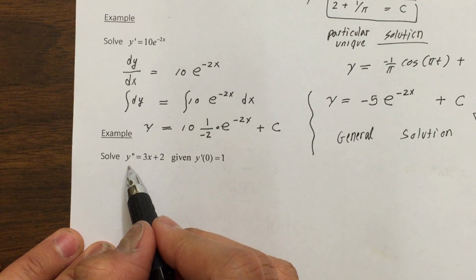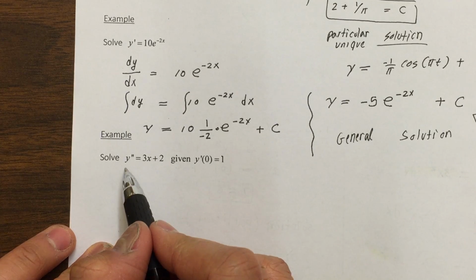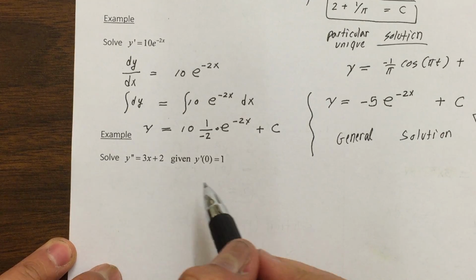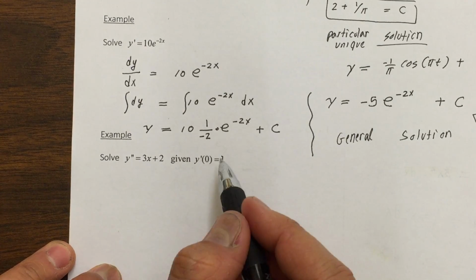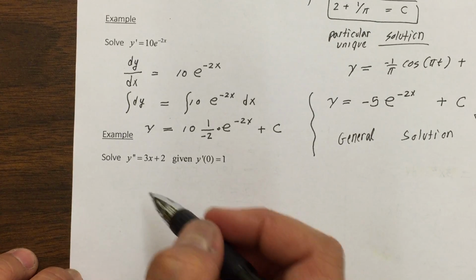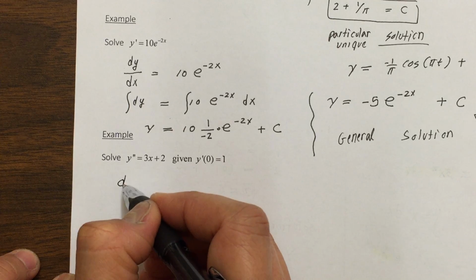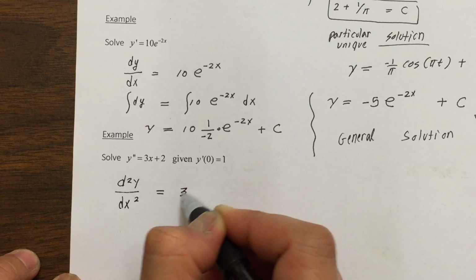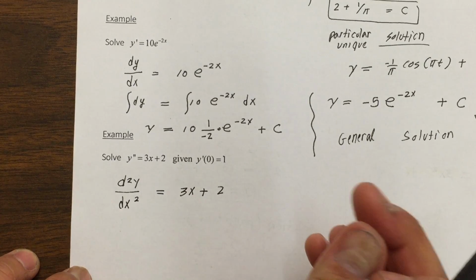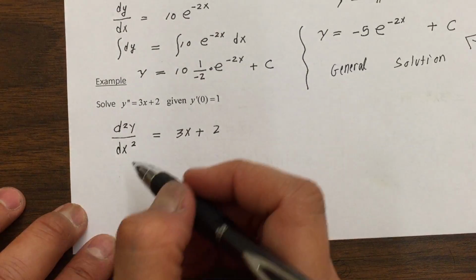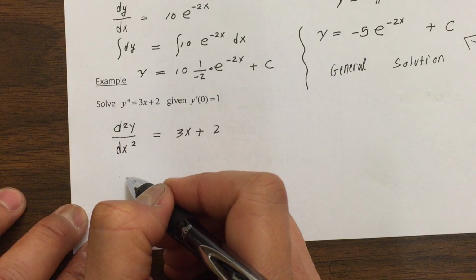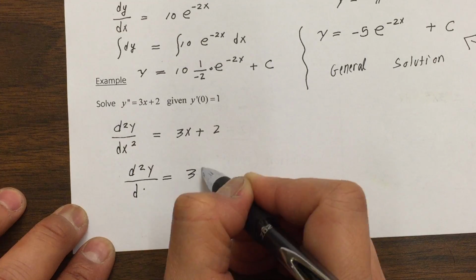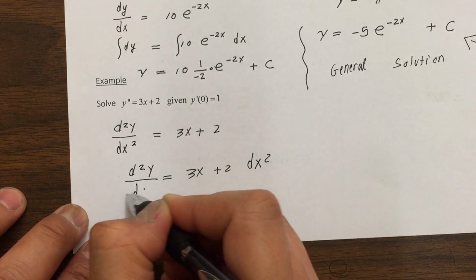We are given the second derivative, so be careful. Okay, we're given the second derivative, and we are trying to find the original function. So here's what we do. We go d squared y over dx squared is equal to 3x plus 2, right? 3x plus 2. So we will now separate the variables like this. 3x plus 2 dx squared, like that.